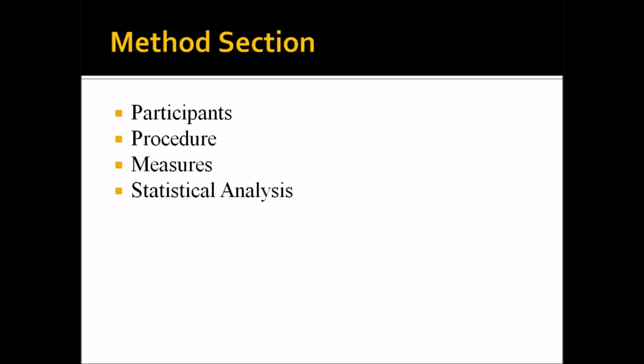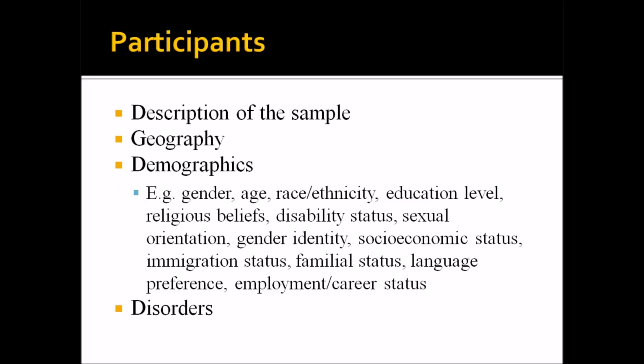So let's start with participants. First, to understand in general, the participants section is a description of the sample, of the participants that were active in the study. I like to make a note about the geography without being very specific. For example, you wouldn't want to put the city and state where the study took place, but just the general geographic region, like the Mid-Atlantic region of the United States.